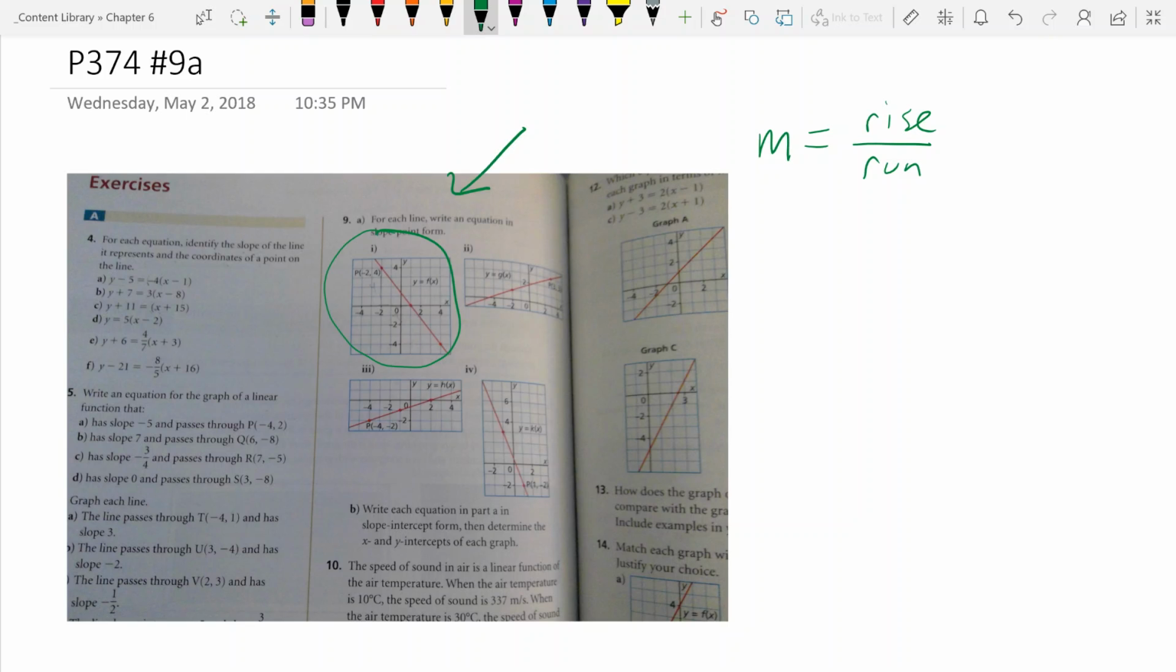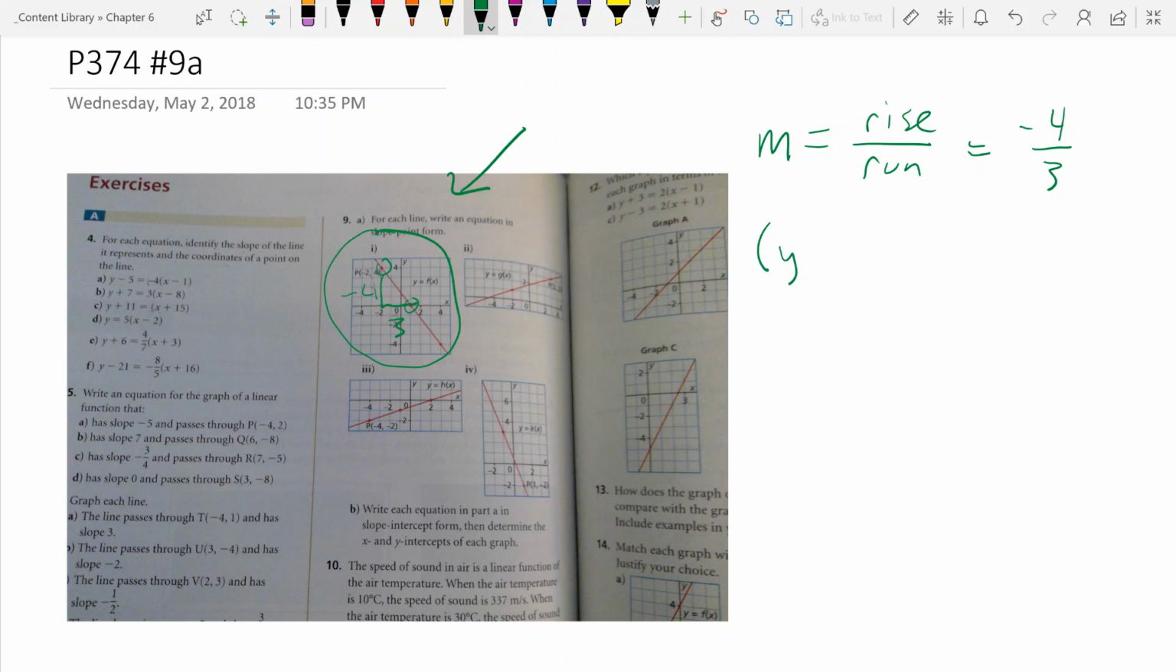So I'm going to look at the 2 points it gave me, here and here. I'm going to do rise and run. The rise looks like -4, and the run looks like 4. Sorry, the run's only 3. So my slope is going to be -4/3.